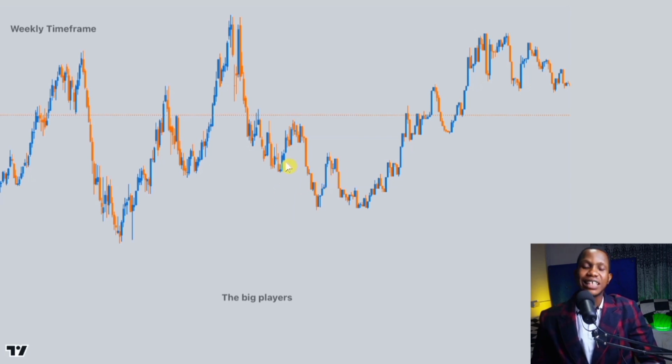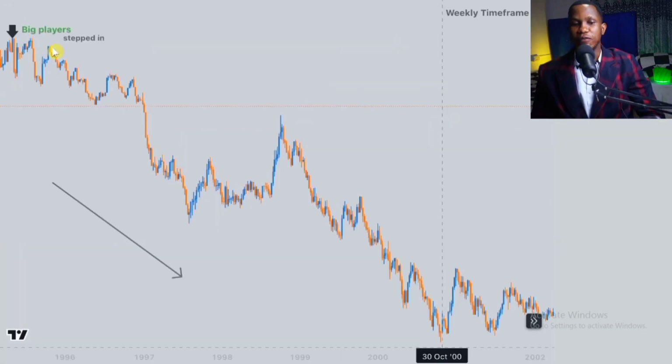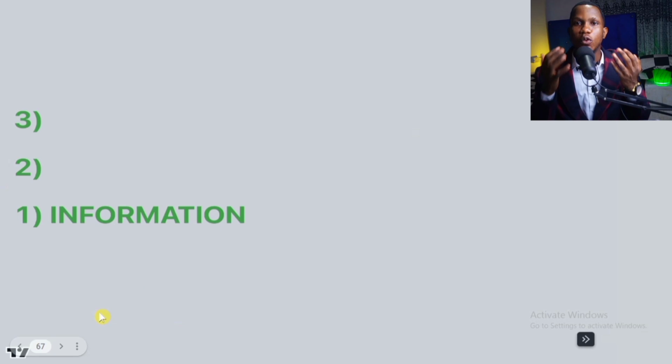The big players are the major participants in every market. Can you see when these guys actually stepped in here? The market started going down, and we fell from that level to this level. This is 30th October, 1900. Then from this level, can you see when they stepped in here, we started actually moving up, and we'll be going up. So why do we follow the big players?